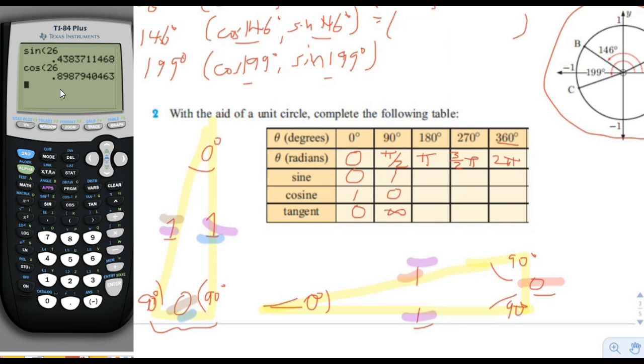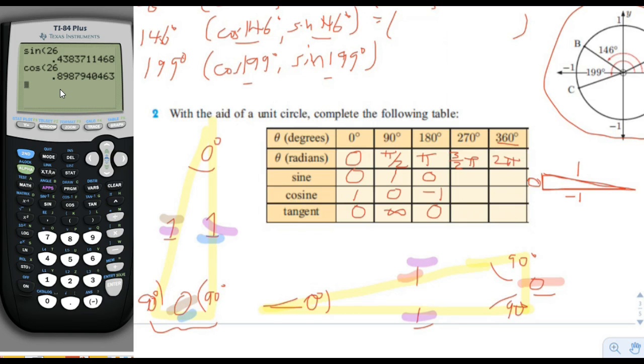Okay, and then 180 degrees would be the flat triangle on the other side. So the sine here would just be 0 also. And the cosine would be -1 because the adjacent would be -1 and the hypotenuse would be 1. The tangent would be the opposite over the adjacent, so it would be just 0.